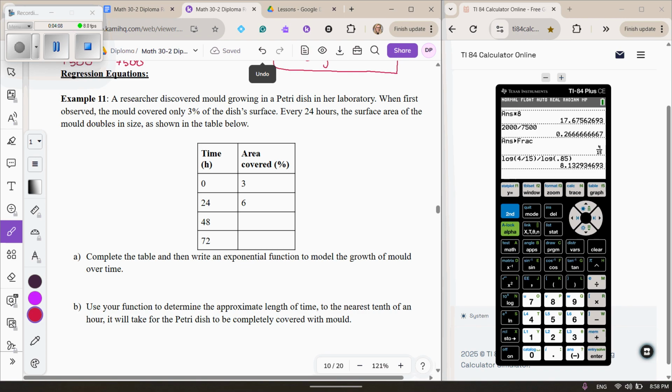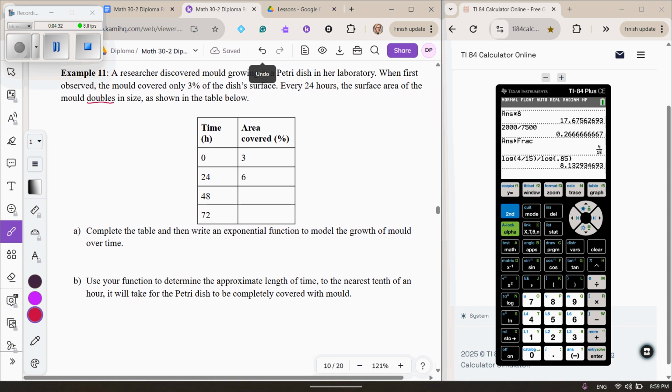So example 11 says a researcher discovered mold growing in a petri dish in her laboratory. When first observed, the mold only covered 3% of the dish's surface. Every 24 hours, the surface area of the mold doubles in size, as shown in the table below. So we can see this table, however, the table is not complete. So question A says complete the table and then write an exponential function to model the growth of the mold over time.